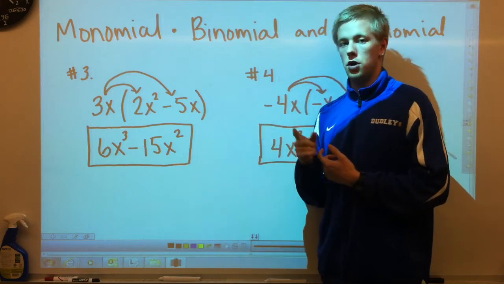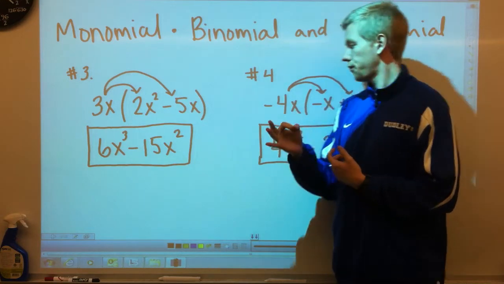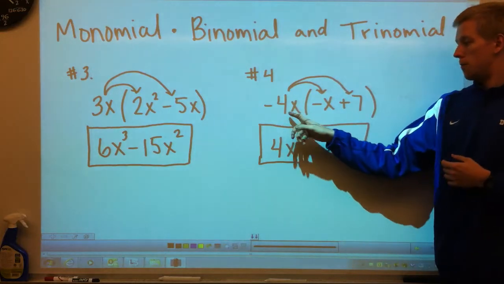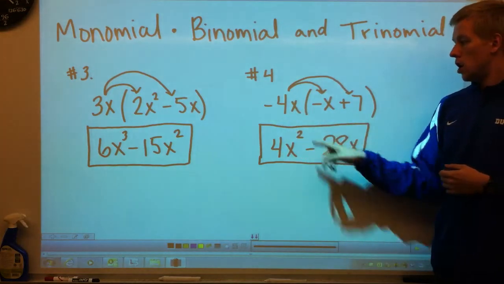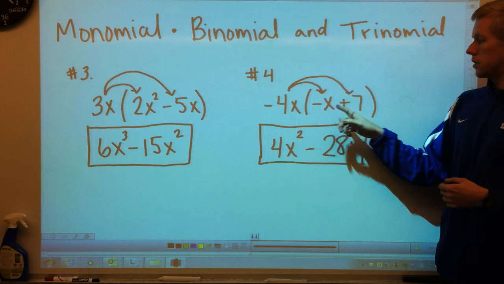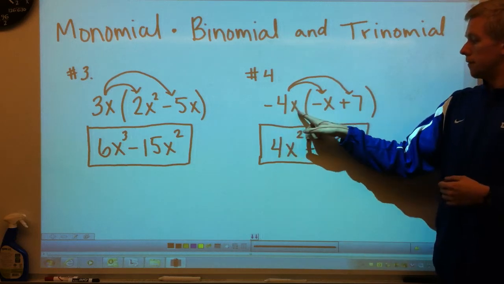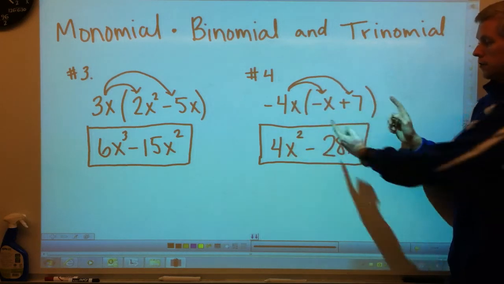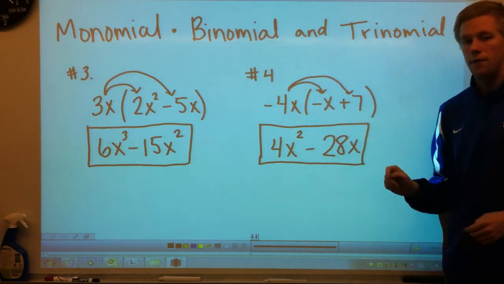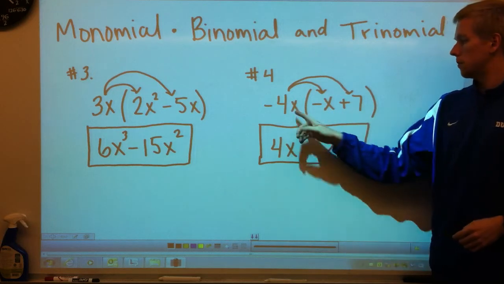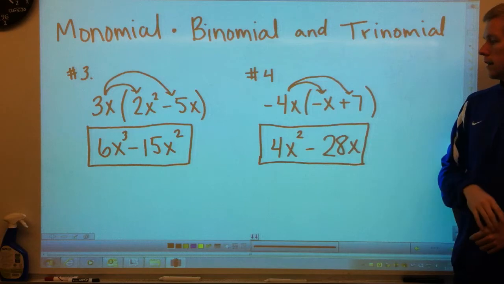Now we're going to do a monomial times a trinomial. Okay, so our monomial is negative 4x. We're going to distribute, that's just another binomial, excuse me. That is negative 4x times our negative x. If you see here, I only have 2 terms. I don't have a trinomial, I have a binomial. That's my bad. Negative 4x times negative x.